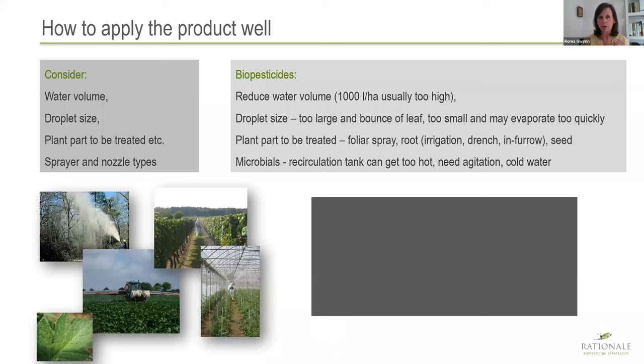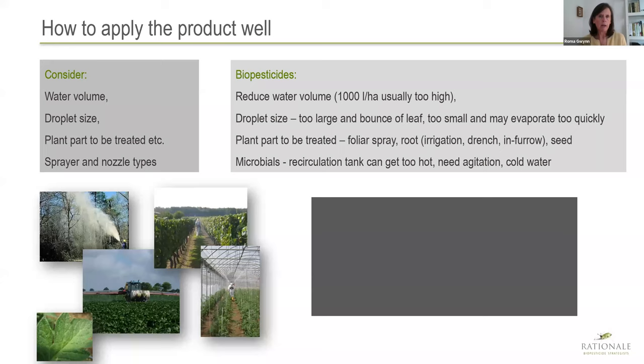Something I know from doing some work with microorganisms is if we reduce the water volume from 1,000 litres per hectare to 500 litres per hectare, we had a 37% increase in efficacy just by dropping the water volume. So I often see people working at 1,000 litres per hectare. That's way, way too high. But I do see successful trials in crops where people are working down at 100 litres per hectare. So don't assume that you need a high volume of water for biopesticides.